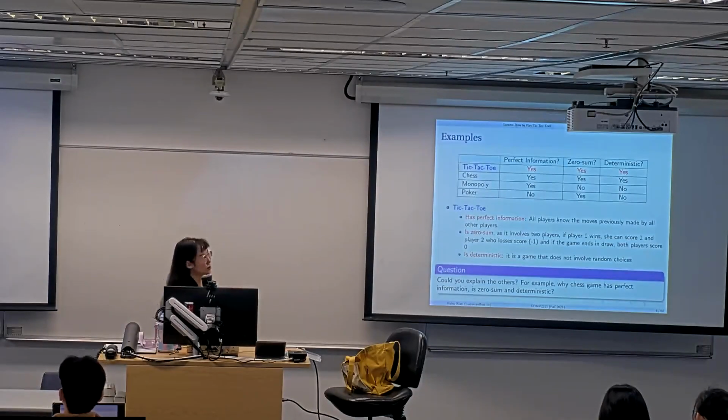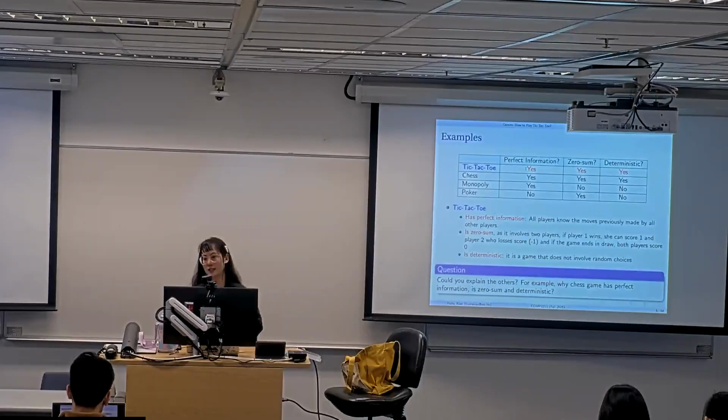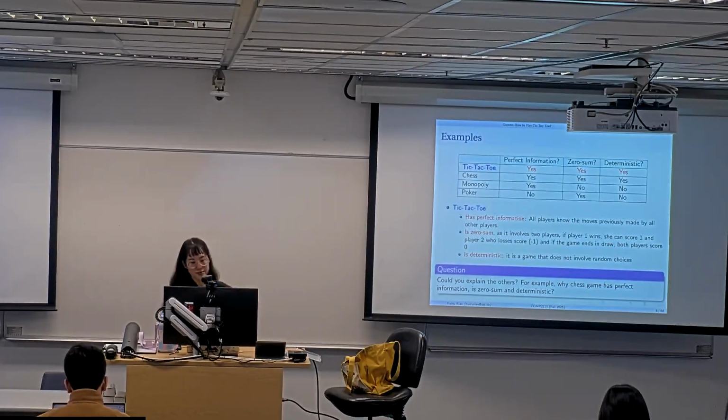And there are some examples. In our class, we will use tic-tac-toe as an example because of its good properties. Tic-tac-toe is a perfect information game, right? All players know the moves previously made by all other players, and they know the possible future moves of the other players, because it's just a 3x3 game board and all the moves are quite clear to all the players. And tic-tac-toe is a zero-sum game. In tic-tac-toe, we know 2 players play the game.